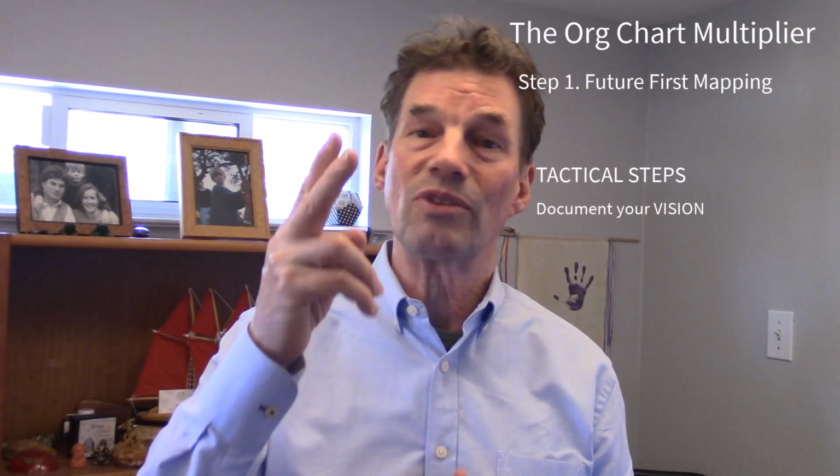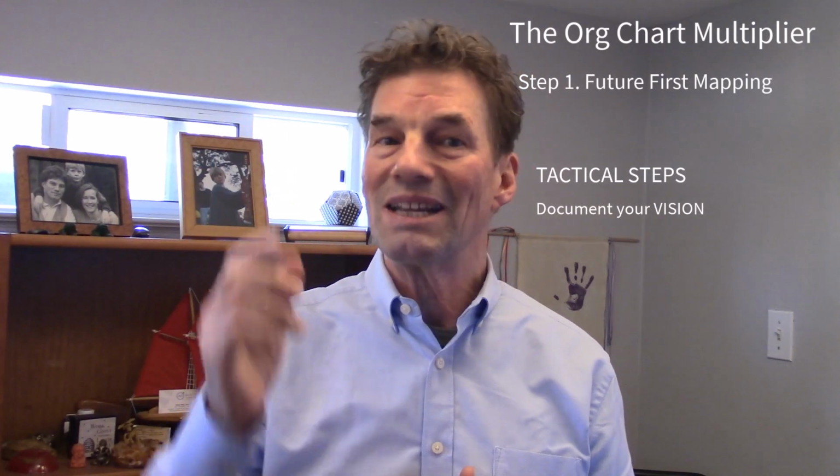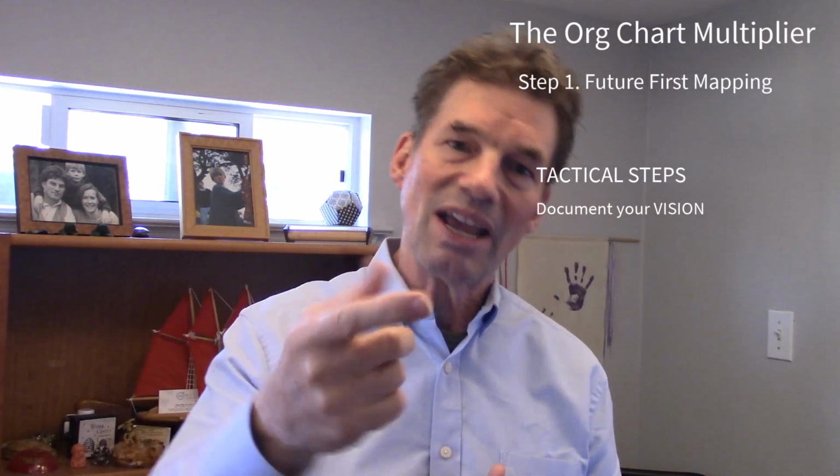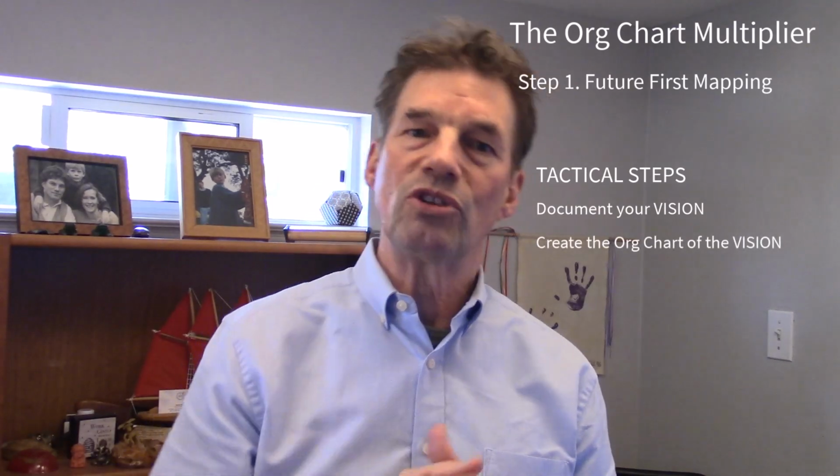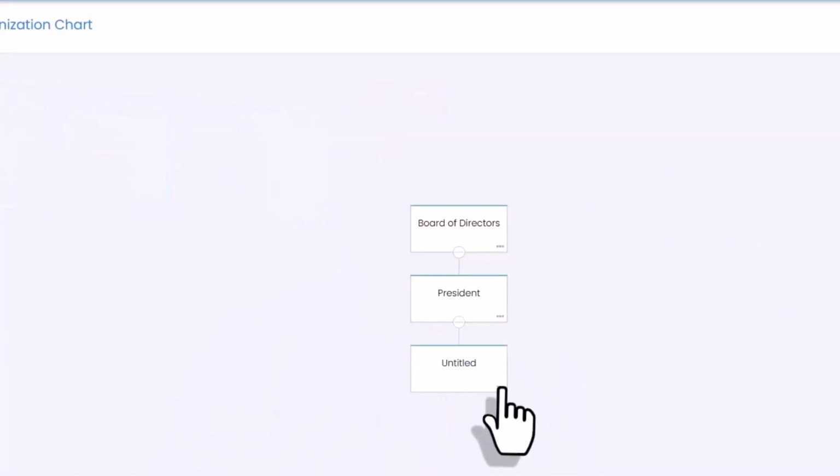So tactical steps. First, you need your business vision. You got to get it out of your head. It can be 3, 4, 5 years out, but it can't be in your head. Get it out of your head, get it on paper. We have an excellent video on this, on how to create a vision with a simple download that you can use to help you document it. More on that later.